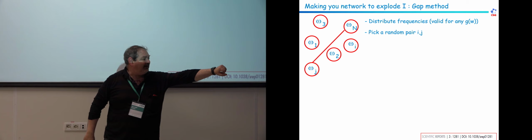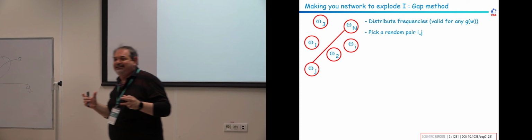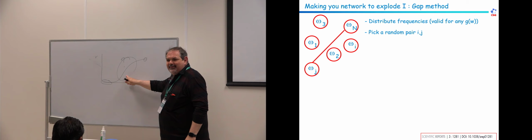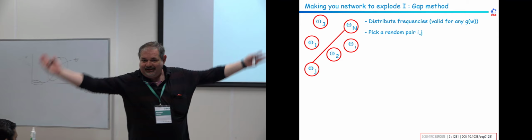So I have one cluster here, one cluster there, and suddenly they merge, bloom, they become a larger cluster of oscillators. So in this process of growing and merging, I end up with a unique cluster, which is the entire system. So this is the process.